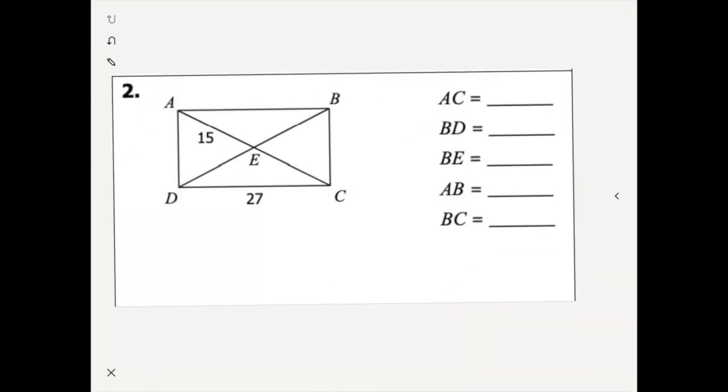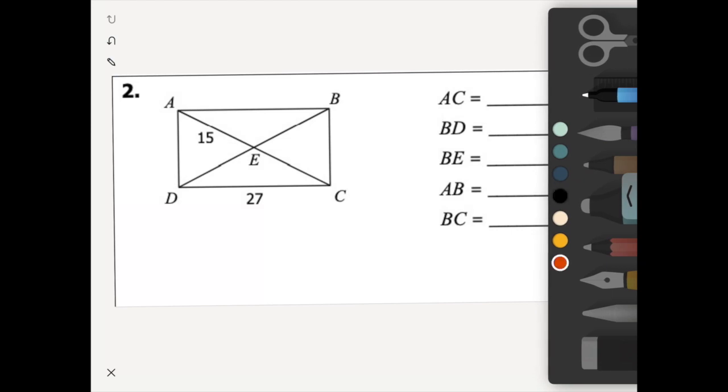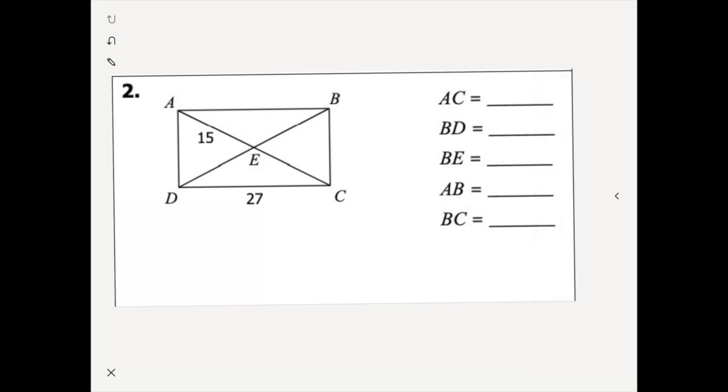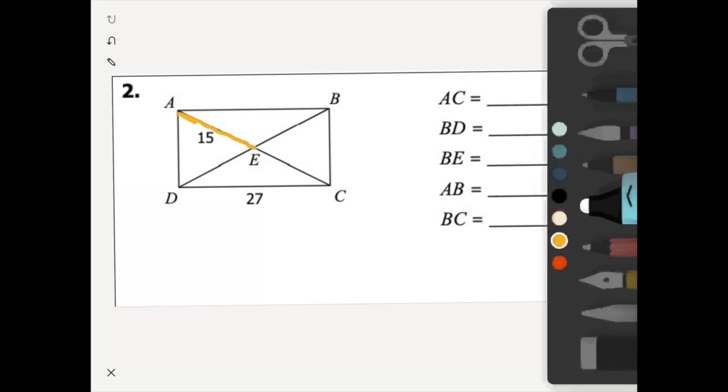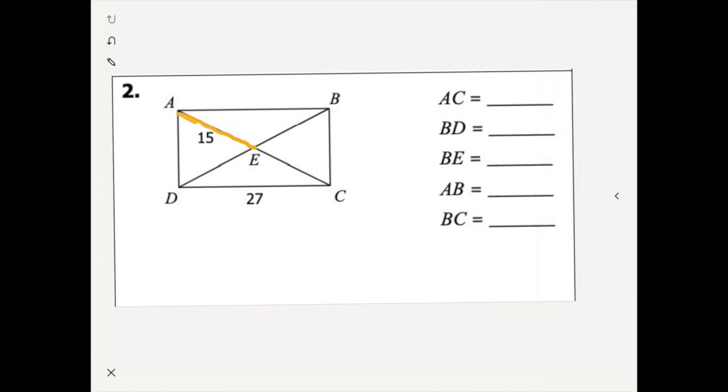So in this one right here, again, we have to solve for the missing sides. So the first thing is AC. So if you notice, AE is 15. And if AE is 15, then that means EC is also 15. But they want AC, which is this whole thing. So 15 plus 15, that gives us 30. Remember, one of the properties is that diagonals are congruent. So if AC is 30, then you guessed it, BD is also 30.